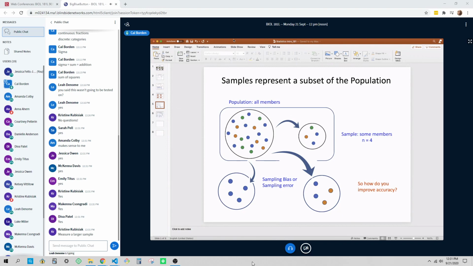Bingo. So Christine has a great point. So one thing you can do is collect more samples. Perfect. That is probably the easiest way to improve your accuracy. Okay? Measure a larger sample. Take more members from the population. Okay? Because by taking each member, the sample becomes more and more like the mother population. Right? As you put more dots over here, the sample then becomes to look more and more like this. Okay? So that's called increasing your sample size. Perfect. Anybody else with another idea?